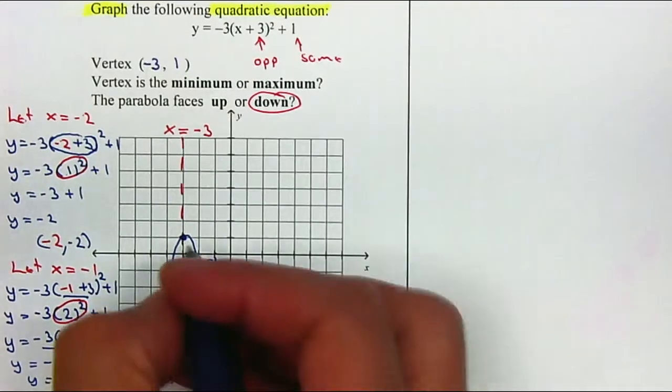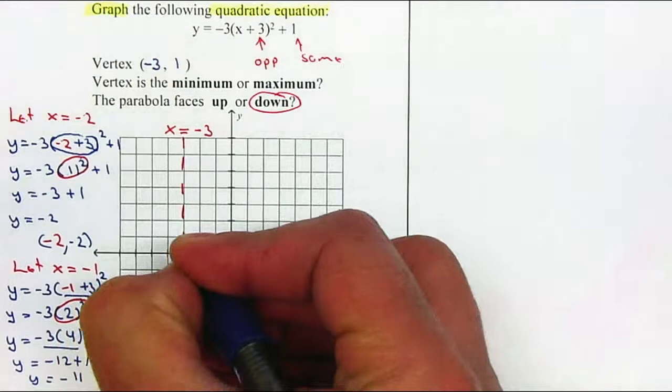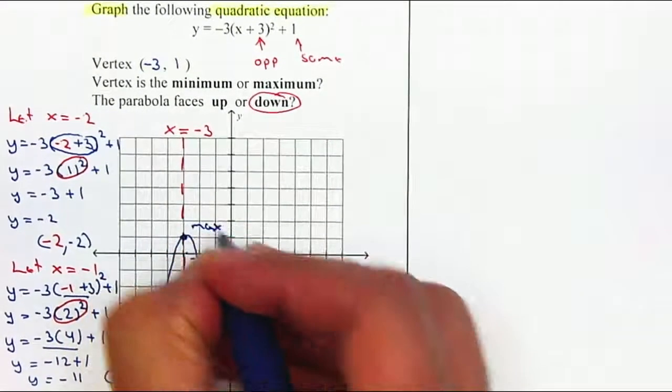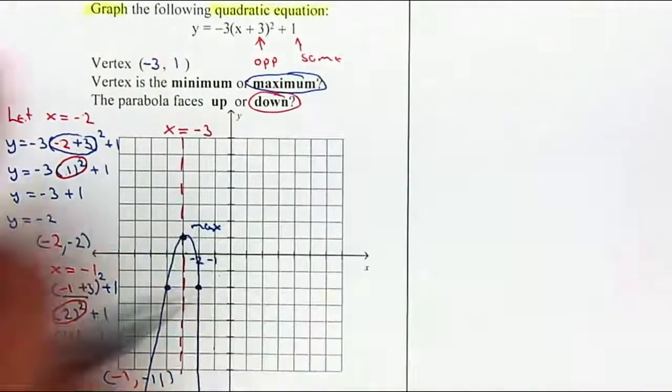And is the vertex the lowest point or the highest point? Is it the maximum or minimum? Correct. This will be the maximum. Don't forget to answer those 2 questions.